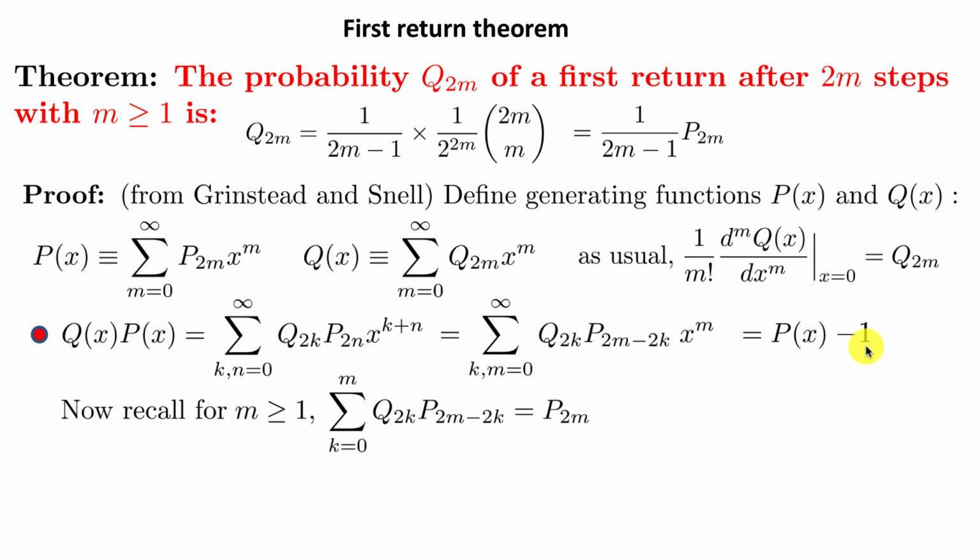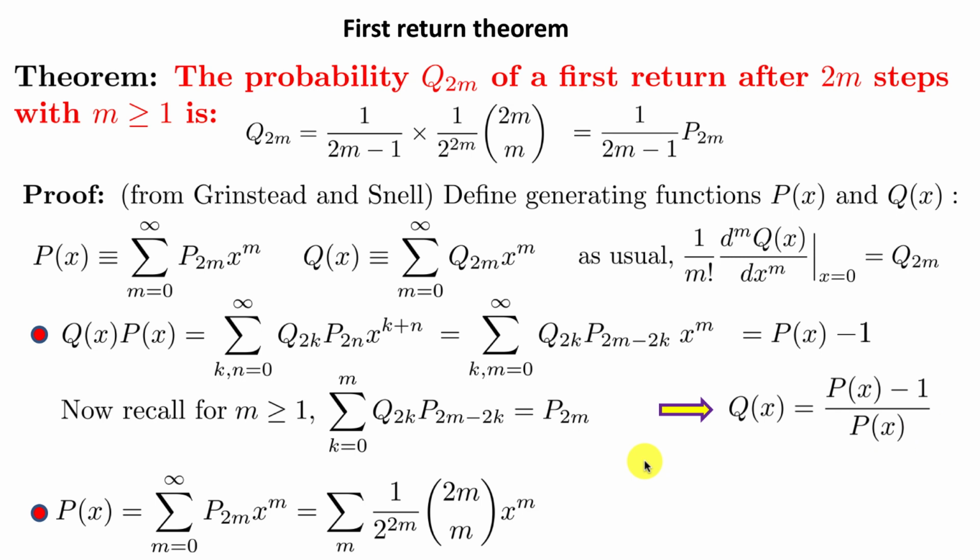So I repeat that in calculating q into p, we took k and n going from 0 to infinity, or k and m going from 0 to infinity, but we must exclude m equal to 0. And so this summation therefore has to begin at m equal to 1, and we compensate that with this minus 1 over here. Well, if q into p is equal to p minus 1, then obviously q of x is equal to p of x minus 1 over p, or you could write this as 1 minus 1 over p of x.